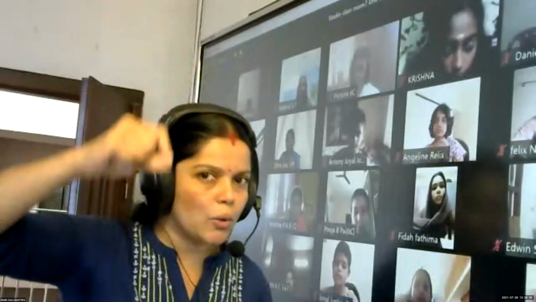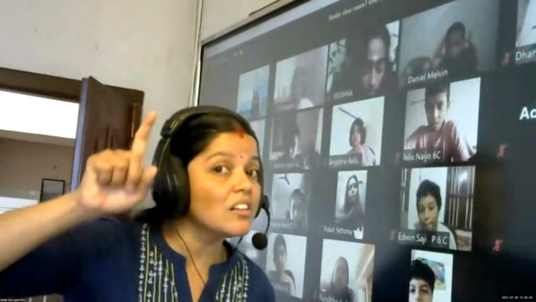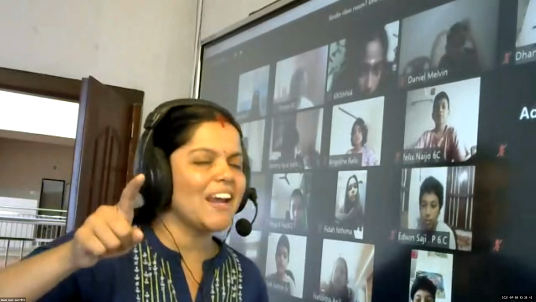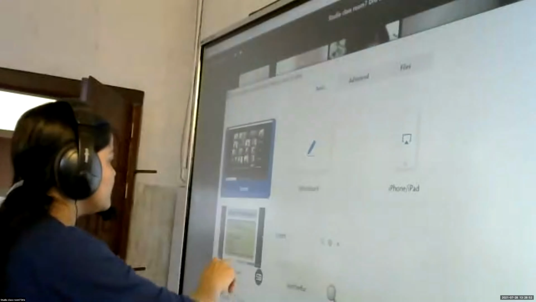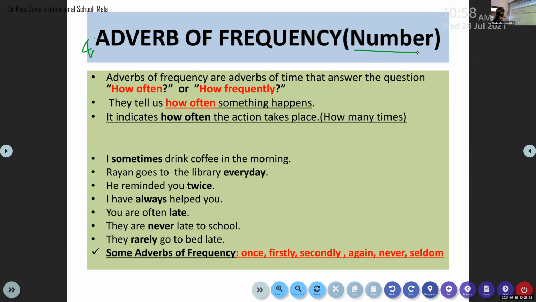So adverb of frequency is equal to number. It answers the question how many times. I repeat, adverb of frequency also answers the question how often. How often means how many times. I request everybody to note: adverb of frequency is equal to number. And thus adverb of frequency is easy to identify if you put the question how often. So it can also be how many times. See, I have written here how many times.